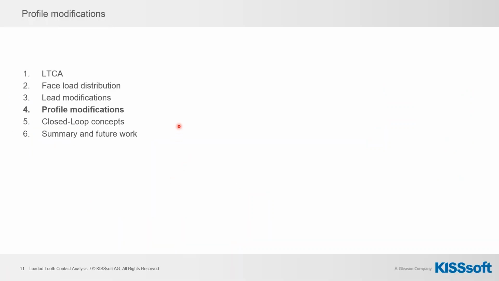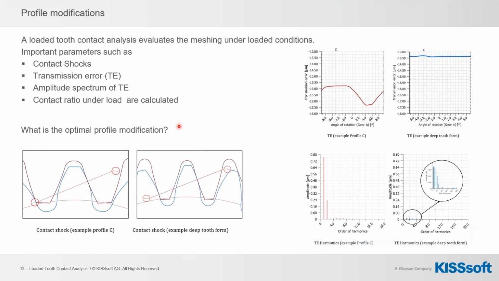So profile modifications. Now, since we have designed the lead modifications, the flanks are perfectly aligned, we can start designing the profile modifications. So what's the idea in the contact analysis? This we cannot do anymore with the ISO standard. We have to do this in the contact analysis. So the most important results from contact analysis are the contact shocks, which you can see here and here. This is because our teeth are deflecting. Then the transmission error curve, so the TE. And now this signal, we can make an FFT, a fast Fourier transformation, and get the orders of harmonics.